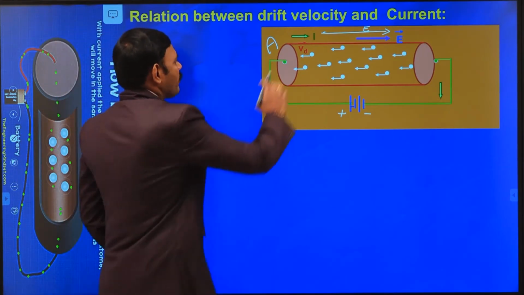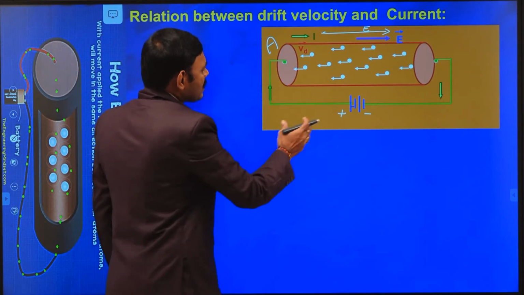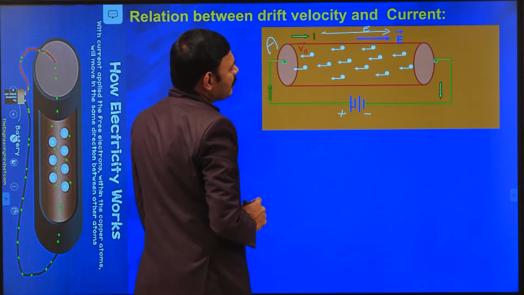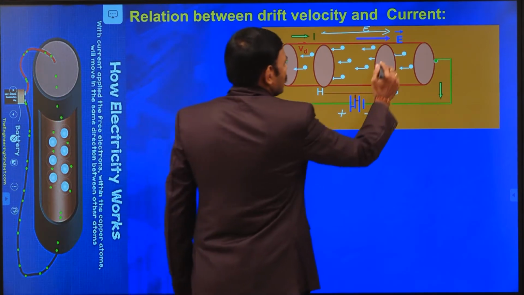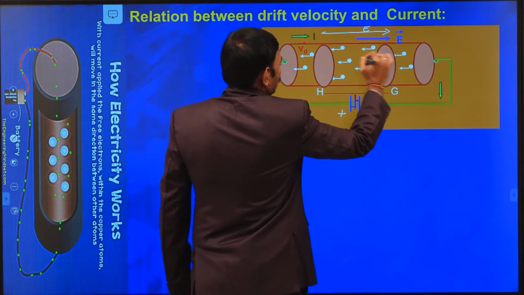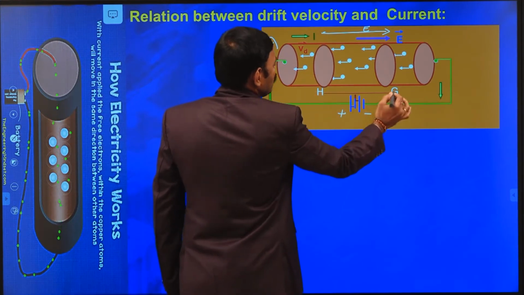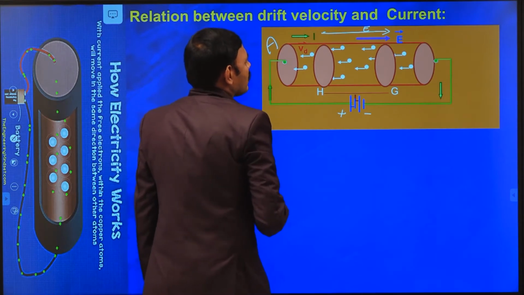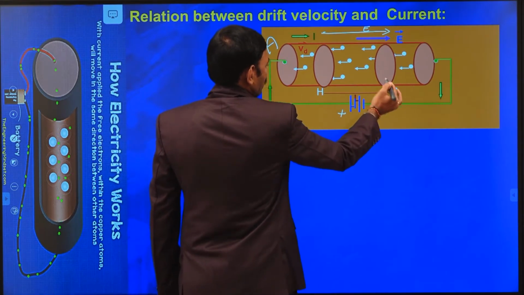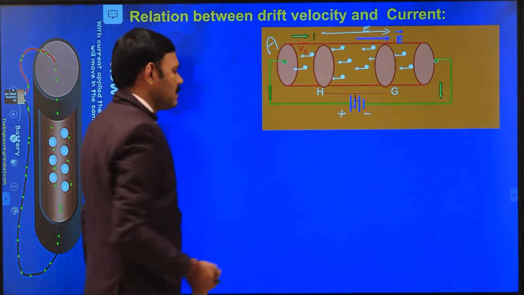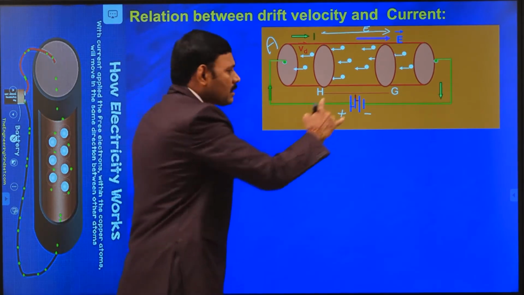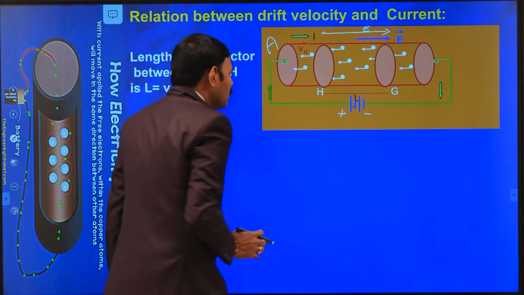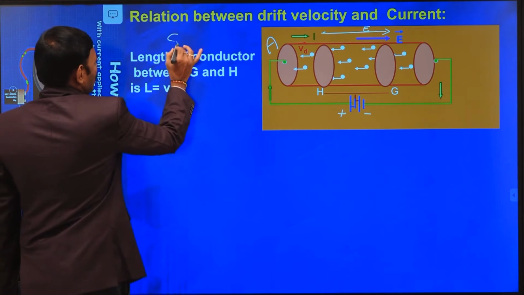Let I be the current. We have to find the relation between I and Vd. For that, let us consider some 2 points in the conductor. Now clearly observe this animation. Let G be the one point and H the other point. We consider 2 points along the length of the conductor, G and H. Here the time taken by the electron to travel from G to H is T. Already we discussed it. Let T be the time duration for the electron to travel from G to H. Then the length between G and H is equal to, we know that displacement is equal to velocity into time.